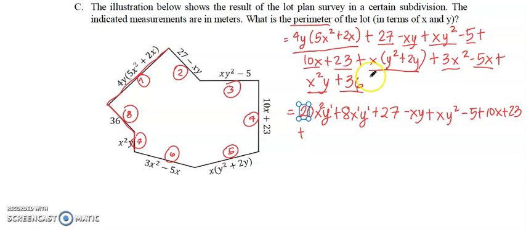Plus, we distribute this because we have another multiplication. We multiply x with y squared, so we get xy squared. Copy the variables and copy their exponents since they are not the same variables.